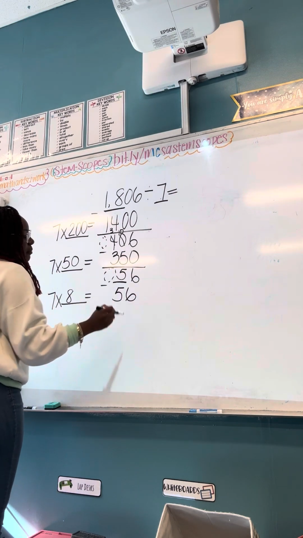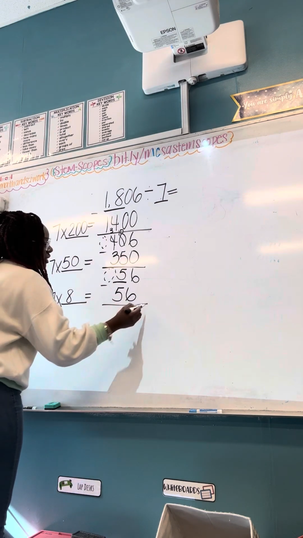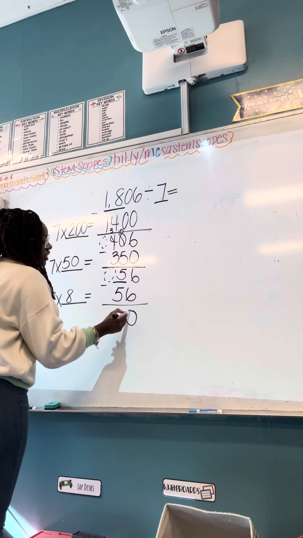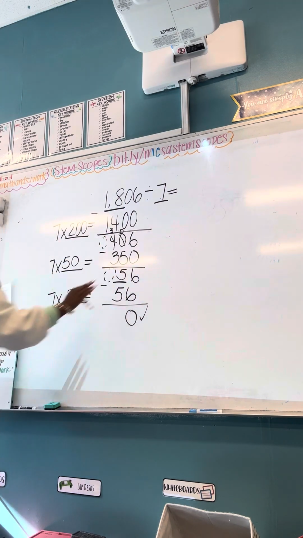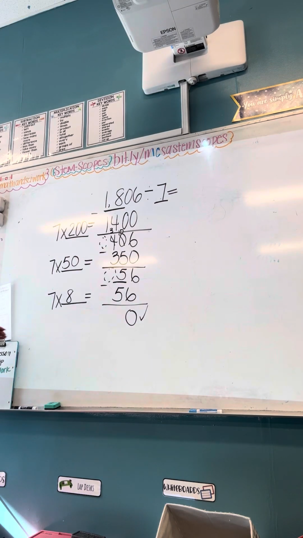Now, what do we do with these 2 numbers? Subtract. Okay, what does that equal? 0. Once we zero out, do we keep going or are we done? Done. All right, we're done with our subtraction. How do we get our final answer? Show of hands. How do we get our final answer? We add them all together.